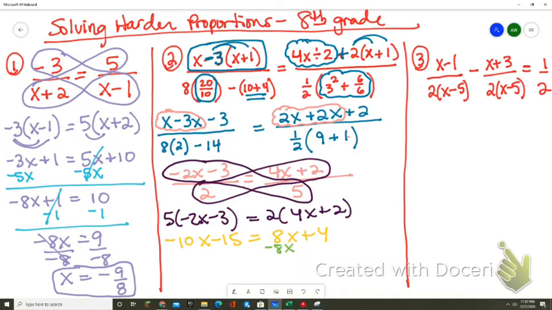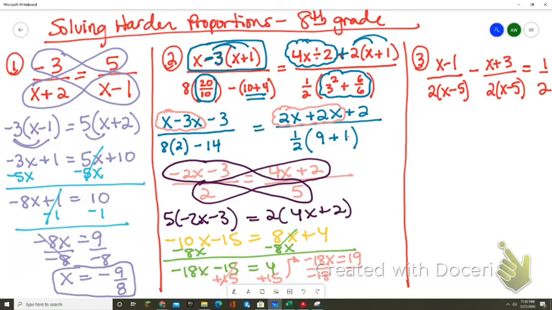I'm going to subtract 8x from both sides. So I have negative 18x minus 15 equals 4. Then I'm going to want to add 15 to both sides, and I'm going to go just right up here because I'm running out of room. And I have negative 18x equals 19. And I divide both sides by negative 18. And my final answer is x equals 19 over negative 18.